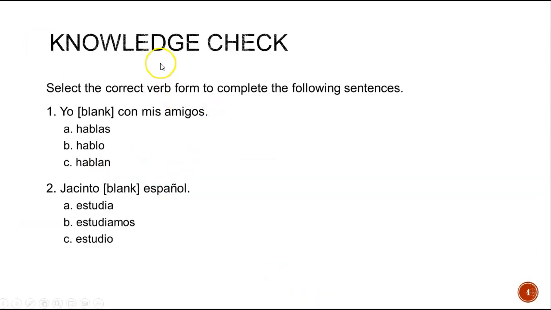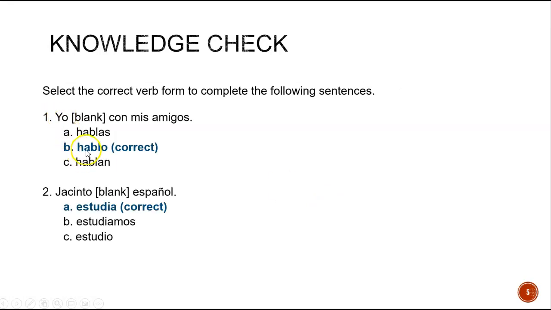A little knowledge check for us is to say, okay, if you have to fill in the blank using the verbs below, which form of the verb matches? Yo, would it be hablas, hablo, or hablan? Pick your response. And then for number two, Jacinto, he is a subject like él. So would it be estudia, estudiamos, or estudio? If you need more time, pause. If not, I'm going to show you the answers in the next slide.